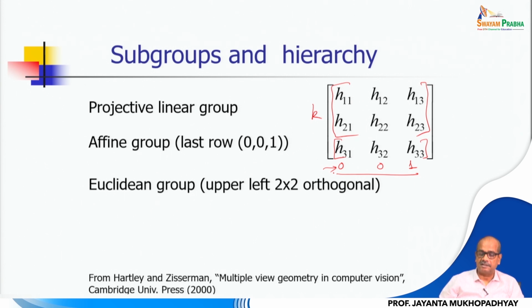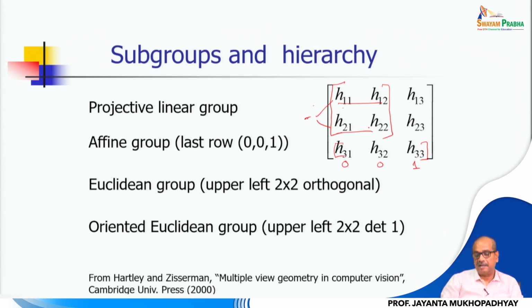Then there is a special case of the affine group, which is called the Euclidean group. What happens in this case is that the upper left 2 cross 2 submatrix is orthogonal. This is the characteristic. The last row has to be 0 0 1, like any affine transformation, or 0 0 k. And these 4 elements make an orthogonal matrix, which means if I take the dot product of these 2 row vectors, it would be equal to 0. That is the meaning of orthogonal. And of course, the self dot product should be a positive number.